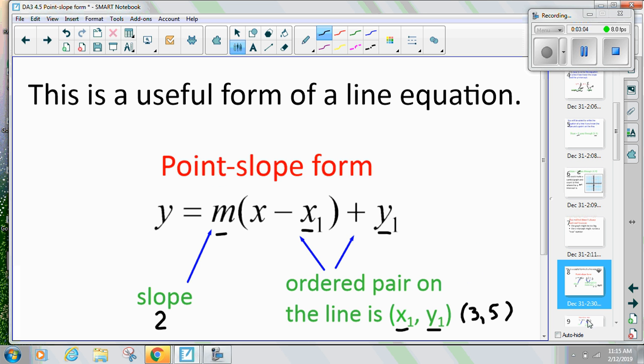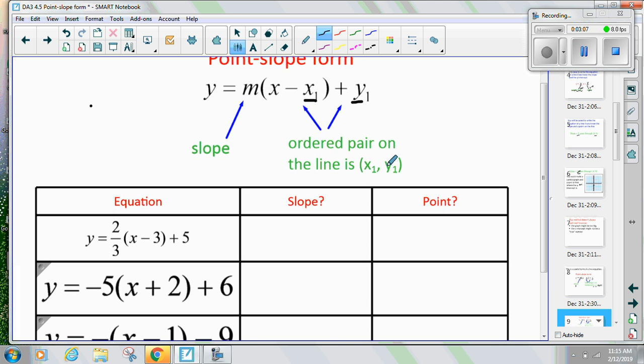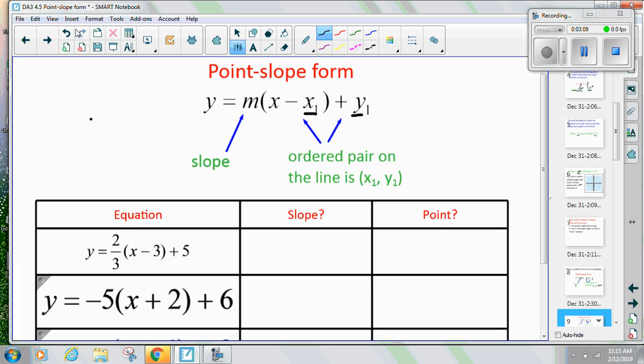Let's take a look at a couple of examples. We have some equations in point-slope form, and you need to recognize the slope and the point that was given to you in order to get that equation. Now we know that our 2/3 here is our slope, the slope of 2/3, and what's our point? Well, it looks like this is x sub 1 and y sub 1, right? Because it's x minus x sub 1. So x sub 1 is 3, plus y sub 1, so plus 5. So my point that I was given was (3, 5).